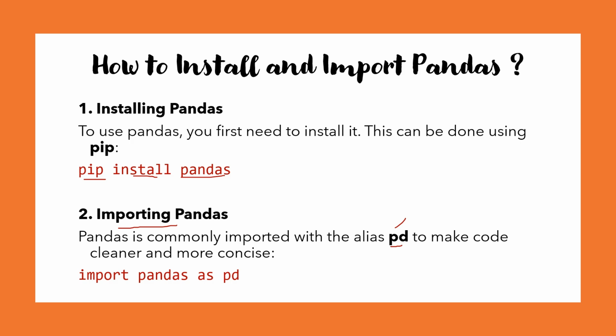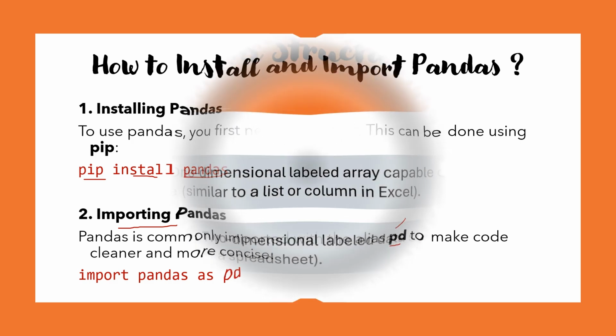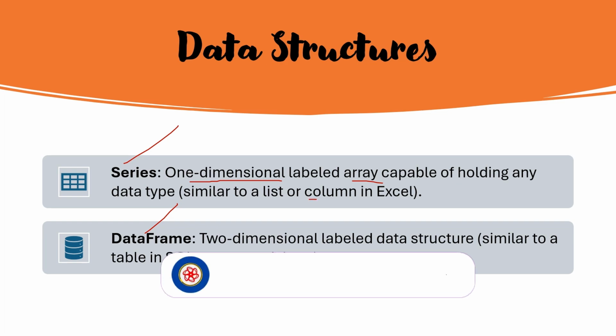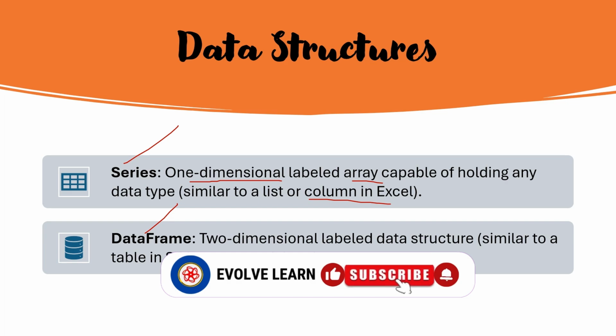Moving on, let's learn about data structures in pandas. Pandas basically revolves around two key data structures, series and data frame. Series and data frame are the cornerstone for data manipulation and analysis in Python. With series, you get a powerful one-dimensional array-like data structure that can hold data of any type like integers, strings, floating point numbers, etc. It is perfect for handling a single column of data. It is similar to a column in an Excel spreadsheet or a single column in a database table.